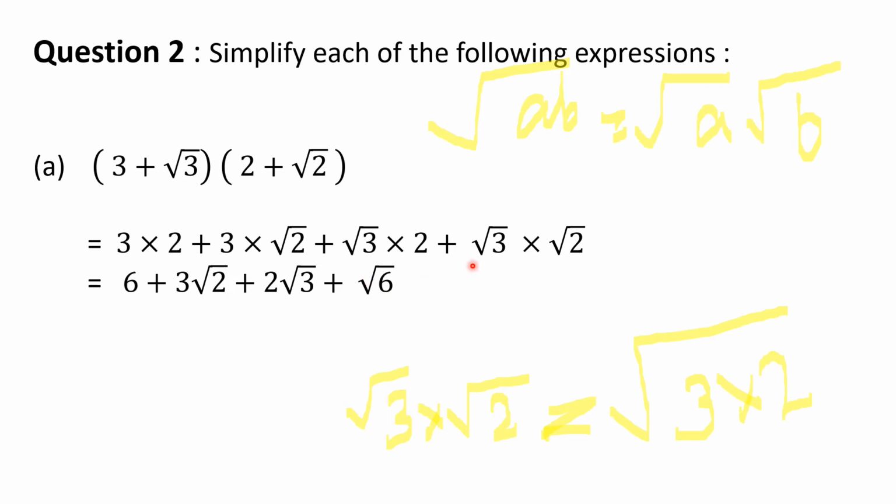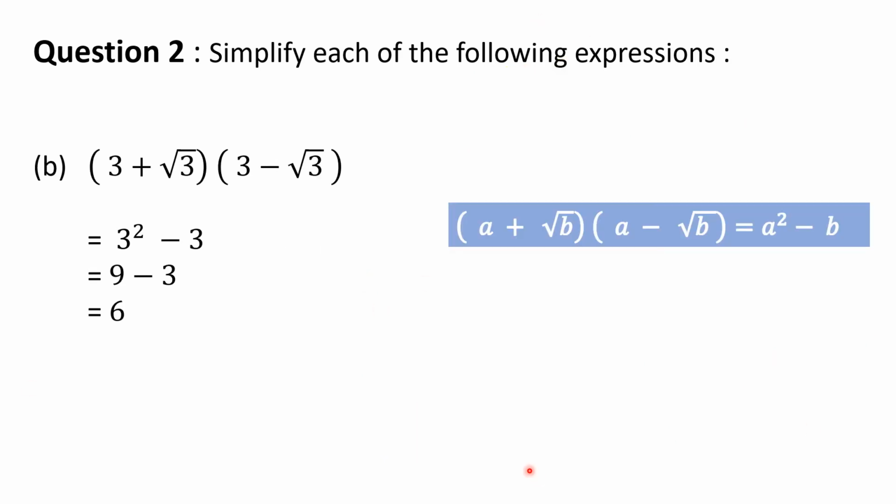Okay, now the next question. Next question is this. Now you look at the numbers, you can see that in both the brackets the numbers are the same. 3 root 3, 3 root 3. Only the sign is different. So definitely you can use a formula. Which formula? The formula that we have studied previously. a plus root b, a minus root b. So 3 plus root 3, 3 minus root 3.